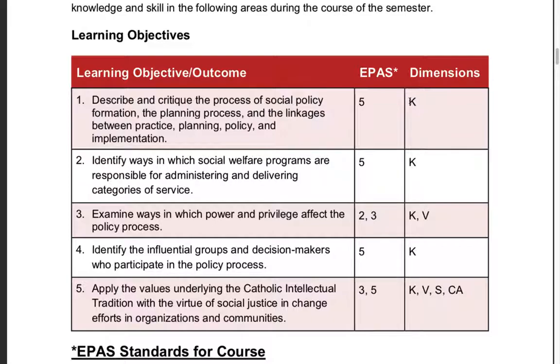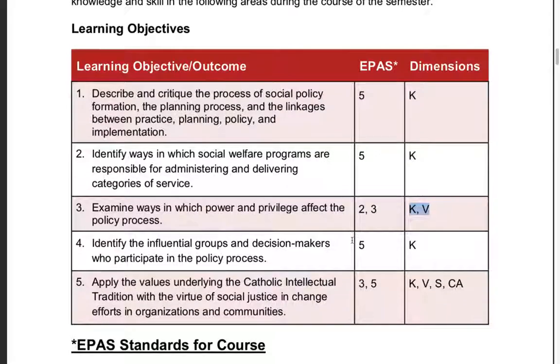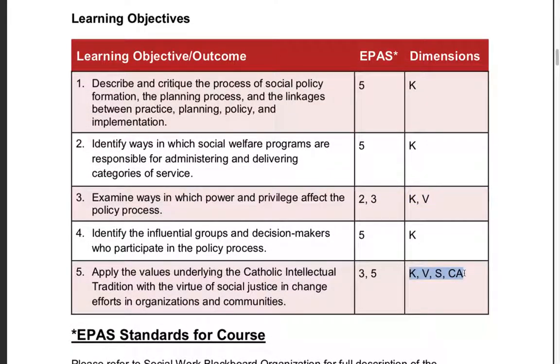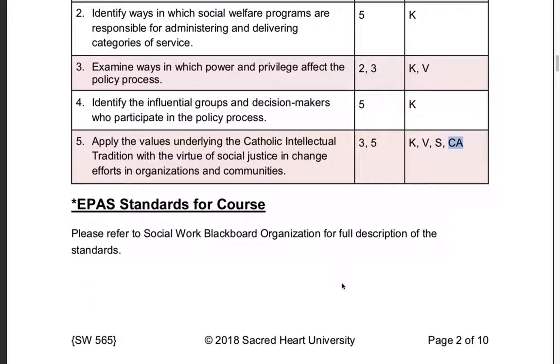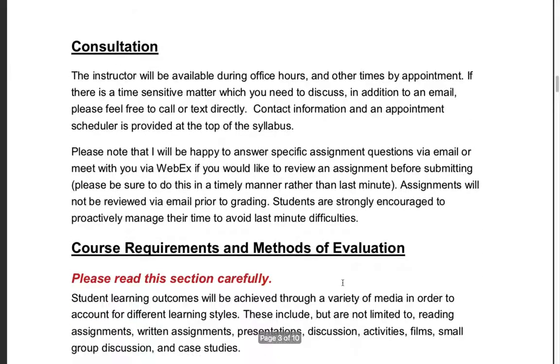So K is for knowledge, KV here in objective 3 is knowledge and values, and then you'll see objective 5 actually utilizes all of those dimensions. And again, CA is for cognitive and affective processes. This is really how you think about social problems or how you think about policy practice and how you manage your emotional responses to situations related to this course and the content.